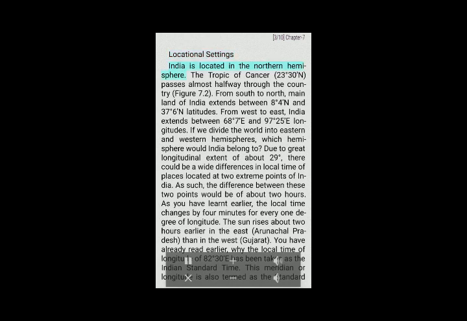Locational settings. India is located in the northern hemisphere. The Tropic of Cancer, 23 degrees 30', passes almost halfway through the country, figure 7.2. From south to north, mainland of India extends between 8 degrees 4' and 37 degrees 6' in latitudes. From west to east, India extends between 68 degrees 7' E and 97 degrees 25' E longitudes.